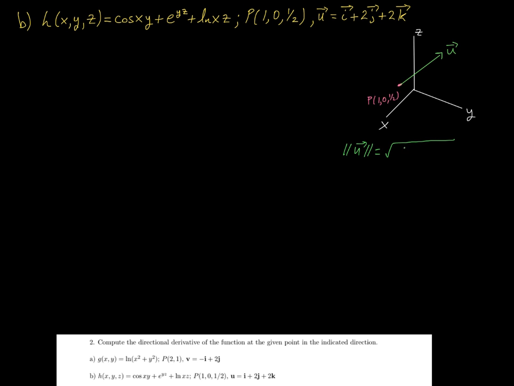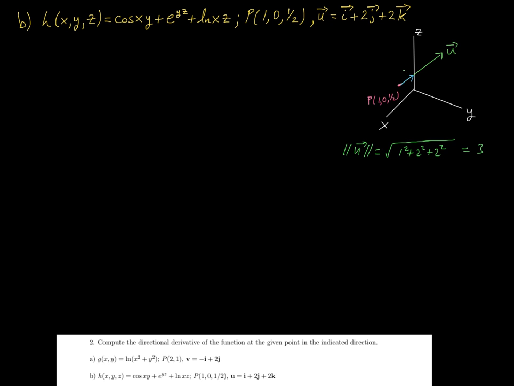So if I do the square root of 1 squared plus 2 squared plus 2 squared, that's going to have a magnitude of 3, right? Because we get a 9 under the square root. So it's not a unit vector. So just like we did in part A, we'll go ahead and consider the unit vector that points in the same direction as u. And notice here, don't be misled by the notation. Just because we're calling this original direction u does not mean it's a unit vector.